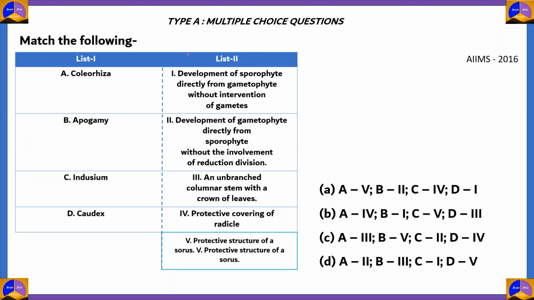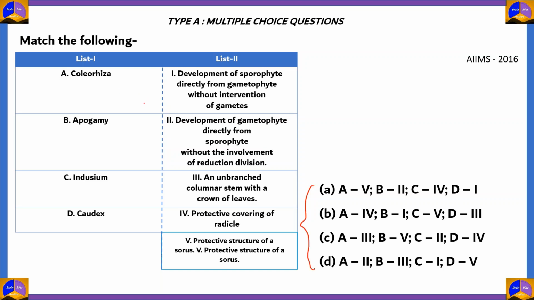Let's look at this question. We need to match the following lists. List 1 contains coleorhiza, apogamy, indusium, and caudex. And list 2 contains development of sporophyte directly from gametophyte without intervention of gametes, development of gametophyte directly from sporophyte without the involvement of reductional division, an unbranched columnar stem with a crown of leaves, protective covering of the radicle, protective structure of a sorus. So we need to find out which of the 4 options given here is correct.